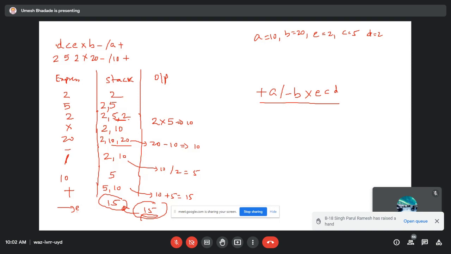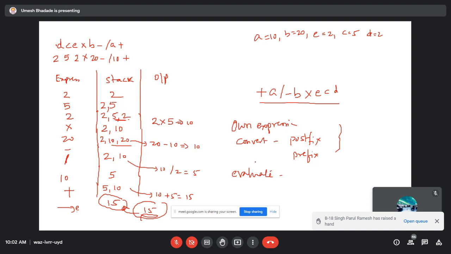So any problem in this? No, sir. So what you can do for practice purpose, you can form your own expression, prepare your own expression, right? Convert into either postfix or prefix by the algorithm, and then you can evaluate.